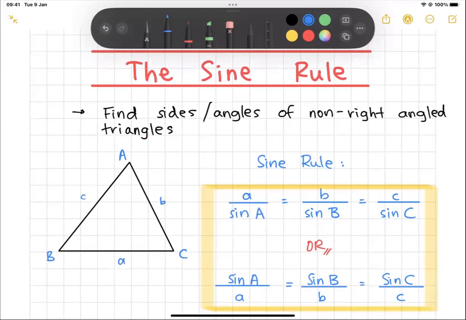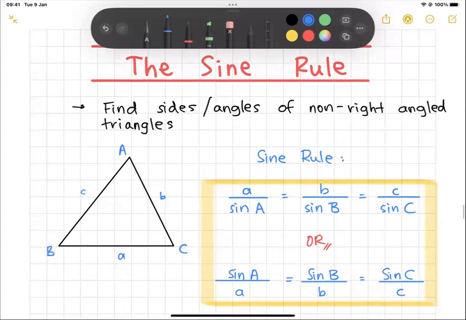The sine rule finds the sides and angles of a non-right angle triangle. SOHCAHTOA is used as a method to solve a right angle triangle; the sine rule is one of the methods to solve a non-right angle triangle. I've got the formulas here. The first formula is to solve for an unknown side. The second formula at the bottom is to solve for an unknown angle.